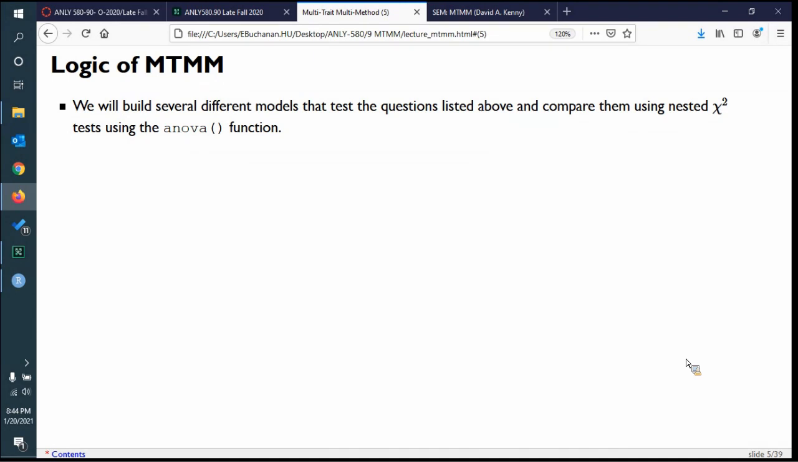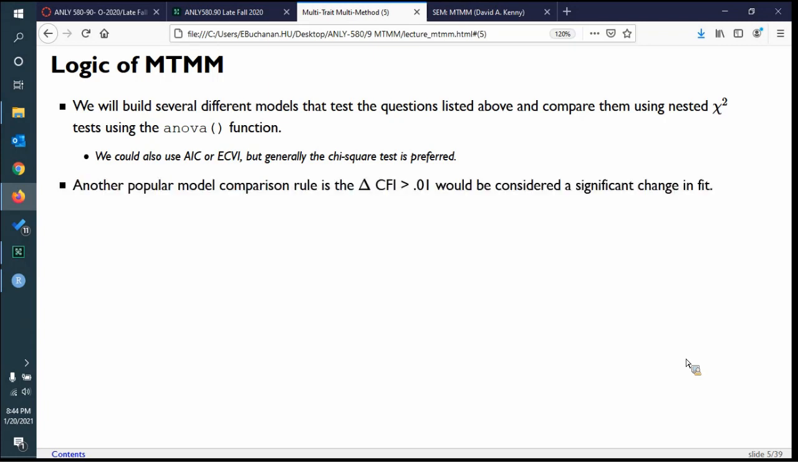So we'll use the ANOVA function. We could use AIC or ECVI, which we've been using as our non-nested test. But generally, if you see someone talking about MTMM, they're going to use a chi-square test. The other thing I'll have you do is actually look at a model comparison rule we'll use a lot next week, where the change in CFI between two models, if it's greater than 0.01, is considered a significant change in fit. So if one model's 0.95 and the other model's 0.94, the 0.94 model is worse, because remember that CFI is a goodness of fit measure and we want it to be large.